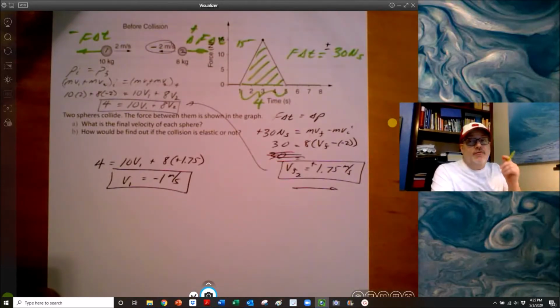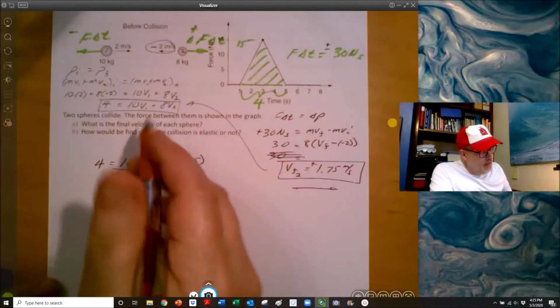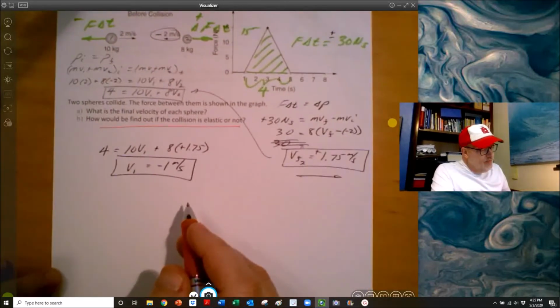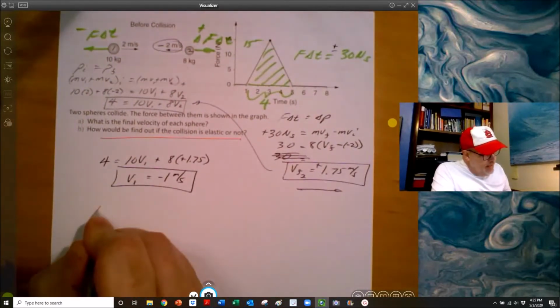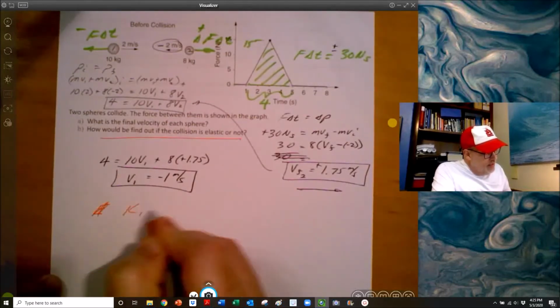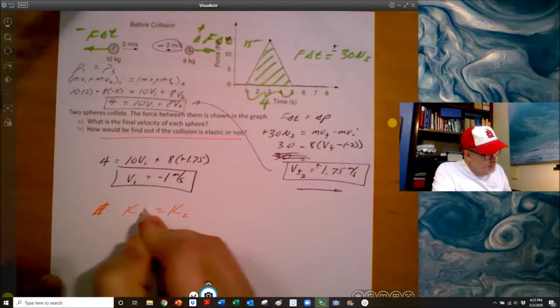Therefore, for the same force, remember Newton's third law, or for the same impulse between them, the 8 kilogram will have the greater change in velocity. What kind of collision is this? Is it elastic or not? To be elastic, the kinetic energy 1 must equal the kinetic energy 2, or the initial must equal the final.